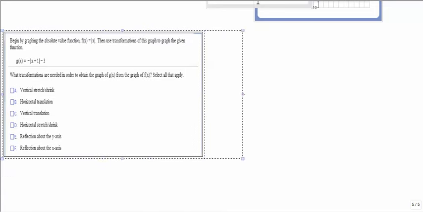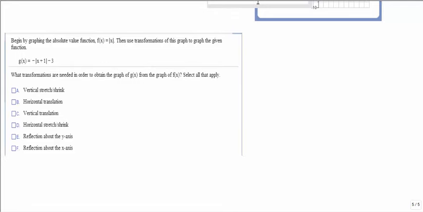So f of x equals the absolute value of x. That's a graph that looks like a sharp V. So this is our parent graph. And if we were just to do a quick sketch of the parent graph, it would look like this sharp V with its vertex right here at the origin. So what I have here then for my transformation is g of x equals negative absolute value of x plus 1 minus 3. So I have 3 transformations.